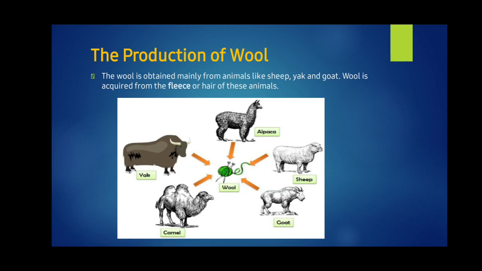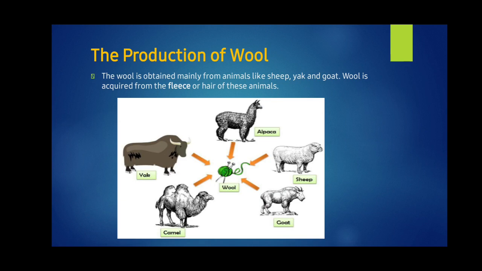Yes, let's start with the first fiber which is obtained from animals: the production of wool. Wool is obtained mainly from animals like sheep, yak and goat. Wool is acquired from the fleece or hair of these animals. The wool which we use to prepare sweaters and bed sheets is the hair of the animal. Hair is a colloquial word, so we can use the word fleece.